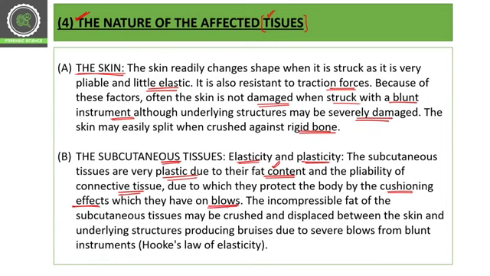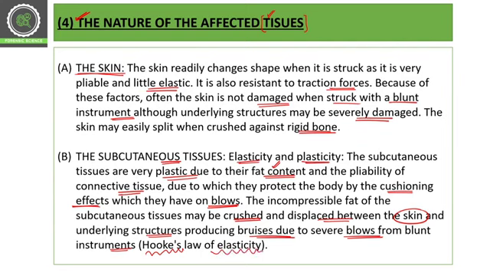So if the skin receives a blow, the fat tissues, the adipose tissues, create a cushioning effect. It is incompressible fat in the subcutaneous tissue. The incompressible fat of the subcutaneous tissues may be crushed and displaced between the skin and underlying structure, producing bruises due to severe blows from blunt instruments. So this thing is also known as Hooke's law of elasticity.